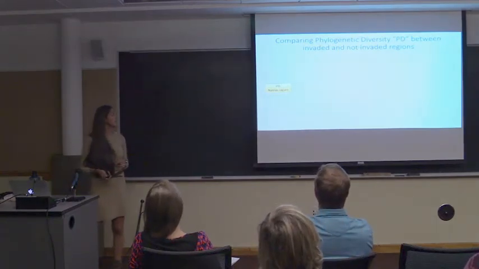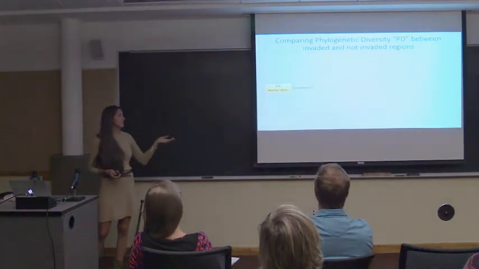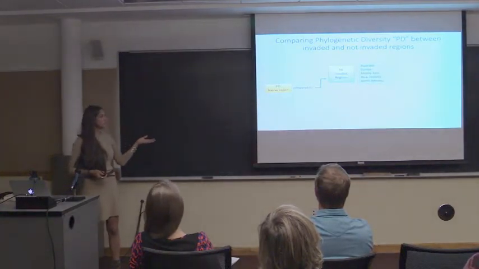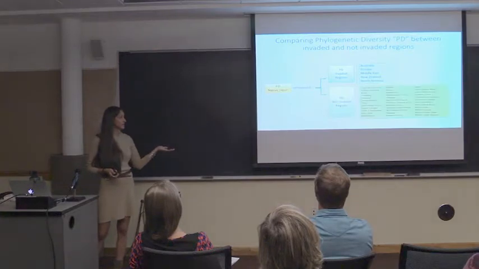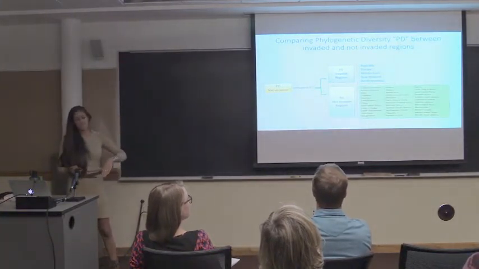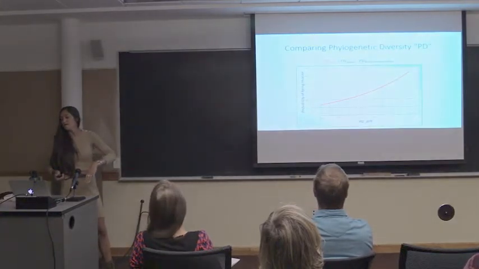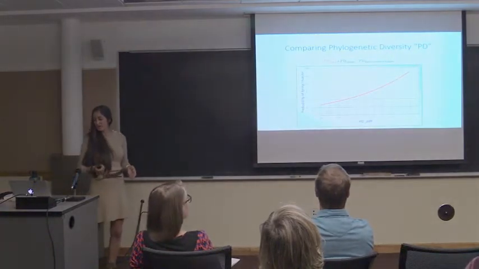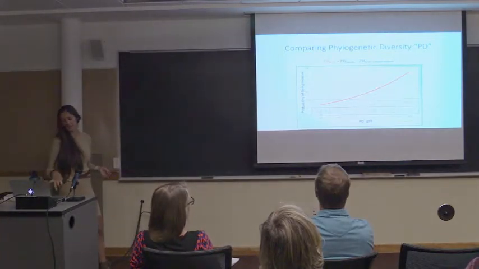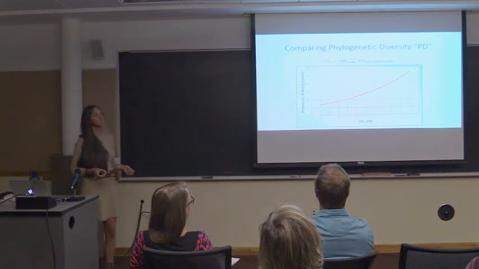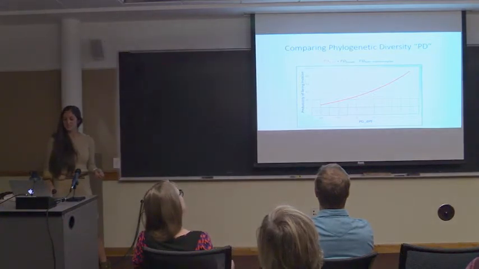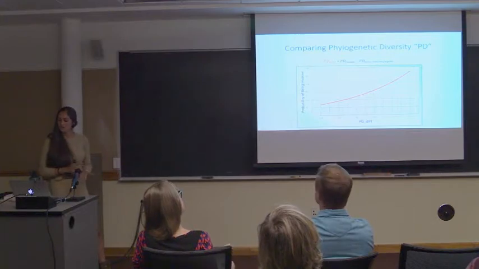So we can compare the PD of native Japan to the invaded regions that I just mentioned, and then we can also compare that to the non-invaded regions, which is the rest of the world. And we can calculate the difference between the native region of Japanese knotweed, Japan, and each non-native region, and come up with this term, PD diff. And we can plot this relationship.